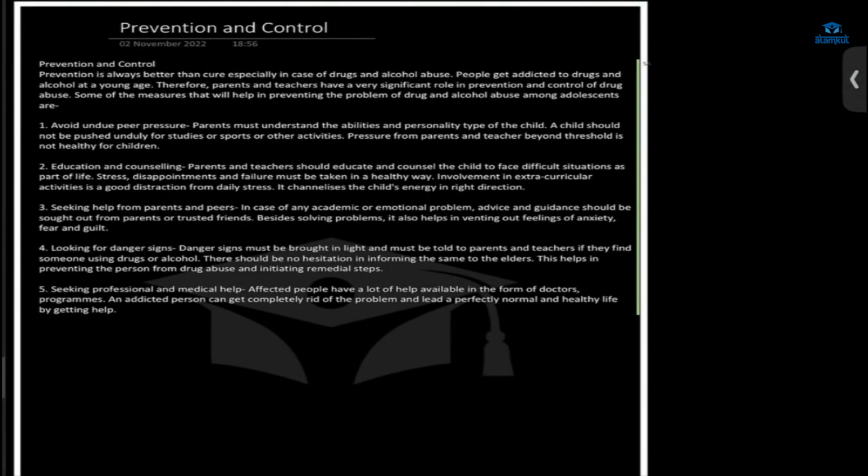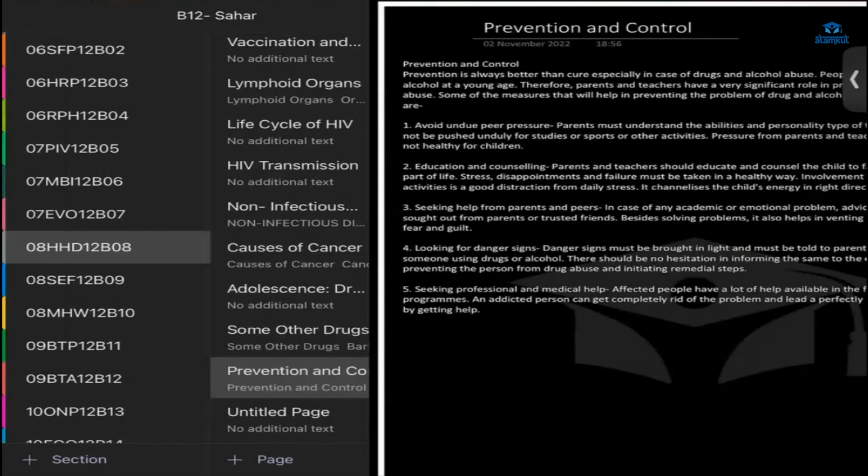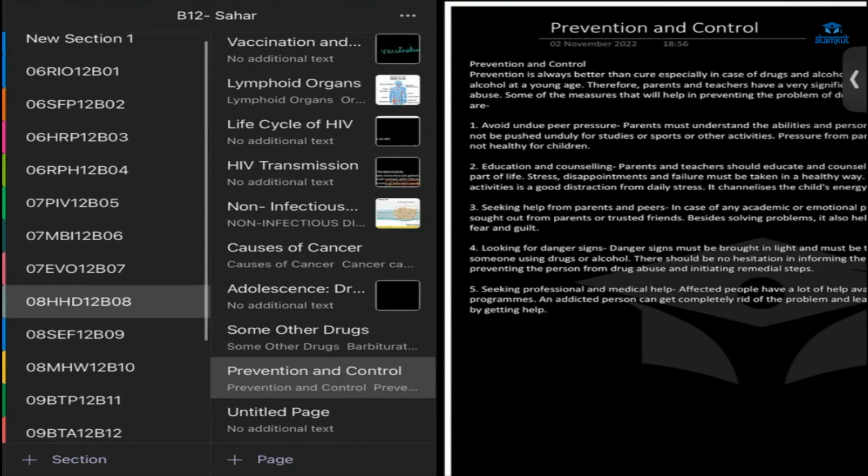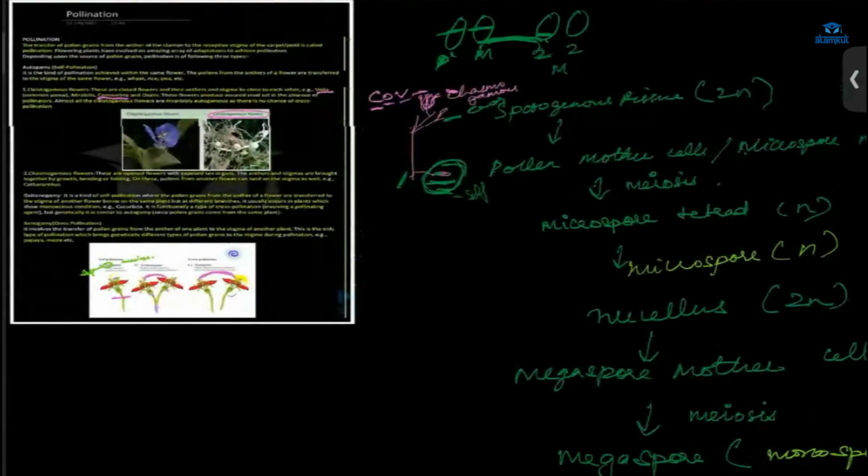Then tomorrow, which chapter do you want me to take? Because tomorrow also they won't come. Let's see which one. We'll do sexual reproduction in flowering plants. Okay, sexual reproduction in flowering plants.